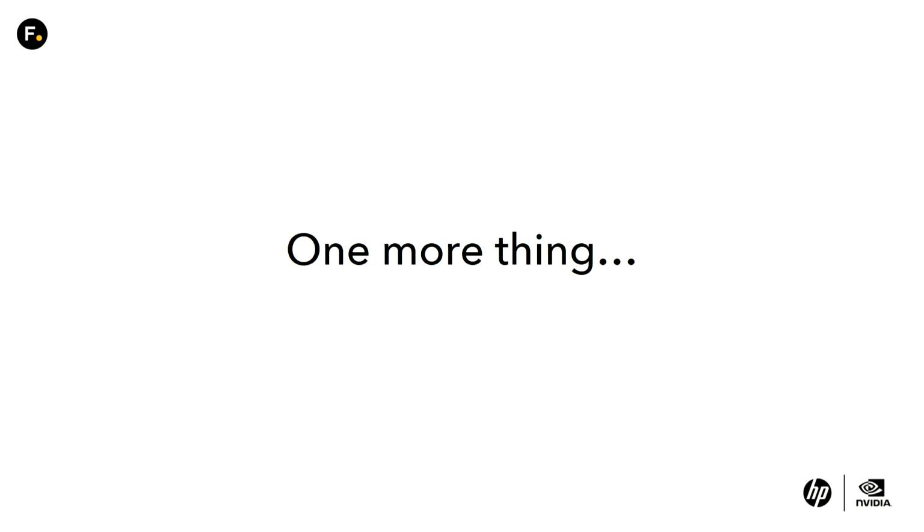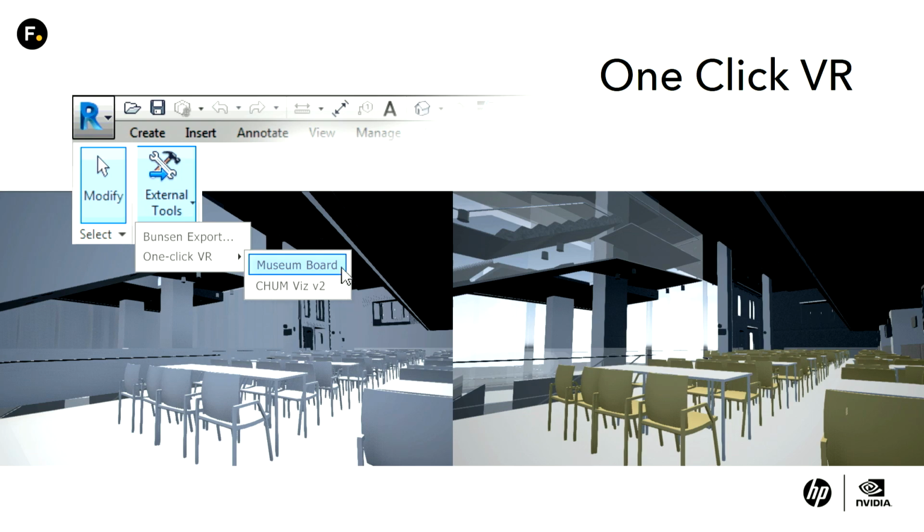And one more thing. We've talked about trying to automate some of this stuff, and one of those pieces is something we've come up with called one-click VR. In this case, inside of Revit, we'll have another plugin, and we have some presets. In this case, it's museum board. But the idea is that instead of the architects or the designers having to go bother the design Viz people, if we give the architects this plugin, it can still go through the Bunsen process, automated.